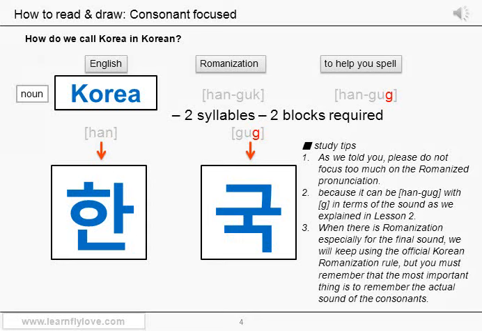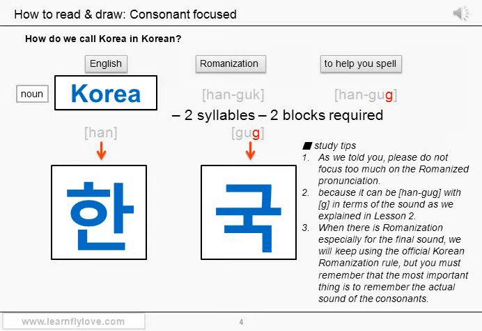Okay, the first word, Korea. How do we say Korea in Korean? Let us explain how this material is designed and how we go through this first. Check out the English first, Korea, and then check out the actual romanization on the right. Please, please do not focus too much on the romanization. It's not important at all.